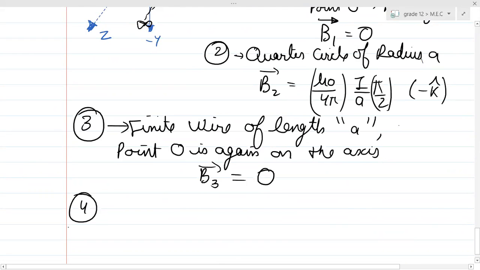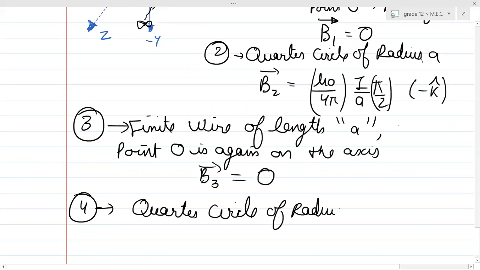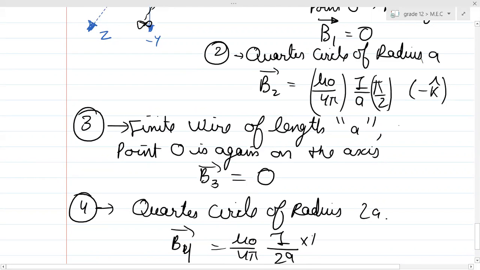Yes, sir. Now the fourth part is basically what? Again a quarter circle of radius 2A. So the magnetic field due to the fourth part will be mu naught by 4 pi into I by, what is the radius? 2A, into pi by 2. Yes, sir.